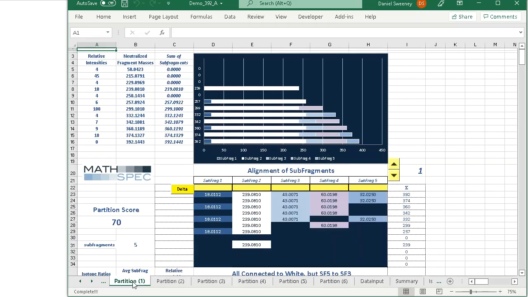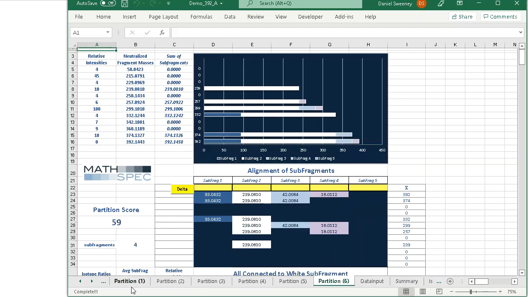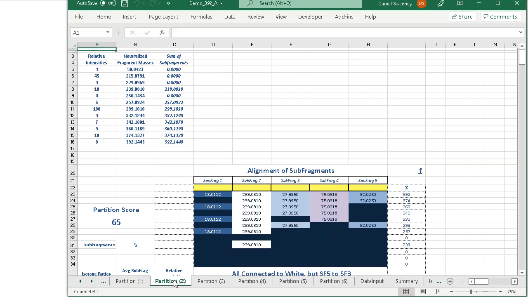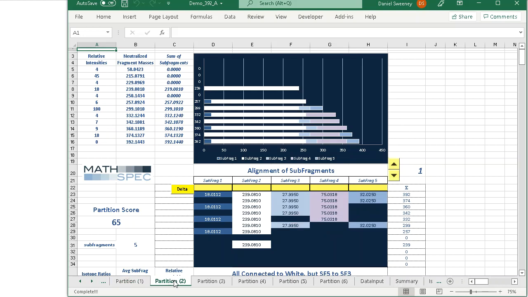Go back to partition 1. Now the partition scores decrease as we go across. So number 6 has only 59. These scores are based on which fragments are assigned by this particular set of numbers here, and the relative intensities of those. So if we look at the next one, it's a little bit lower. The next 2 are a little bit lower.